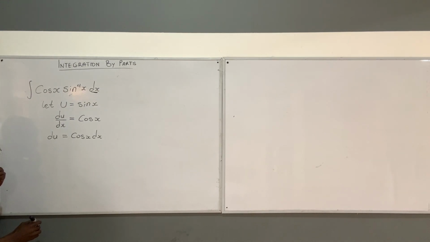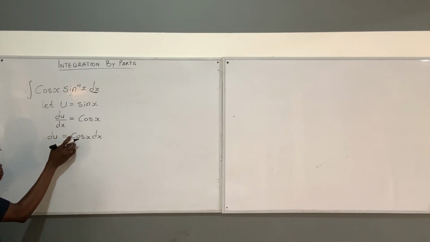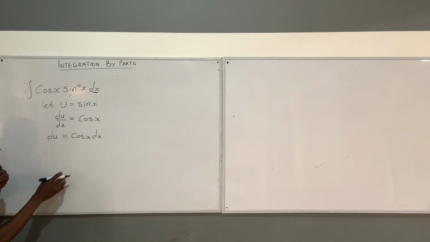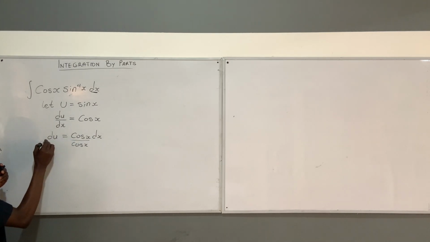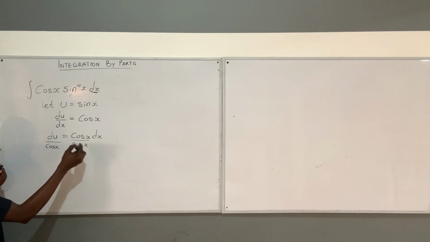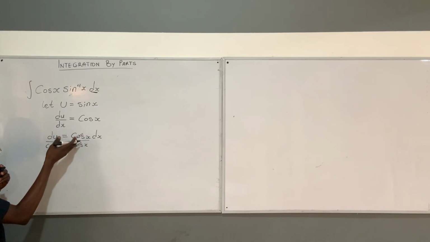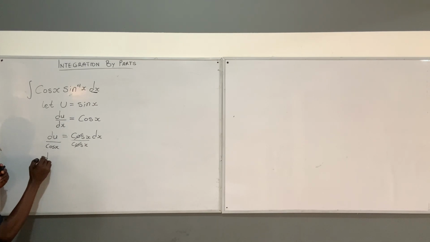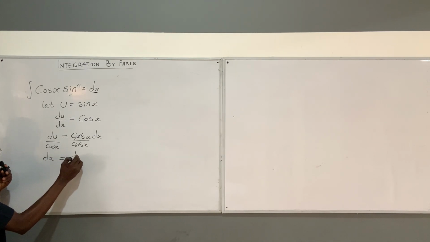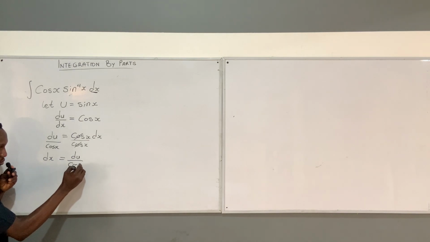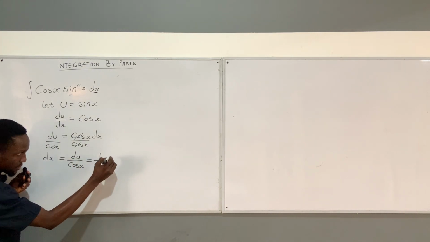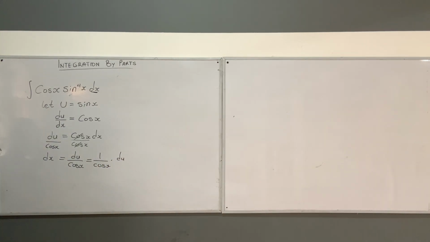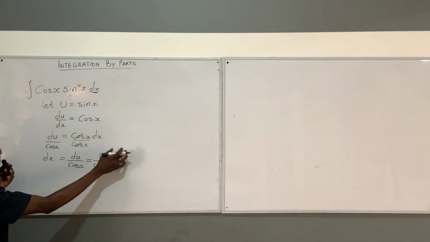The next thing I'll do is divide both sides by cos x to make dx stand alone. You don't need to write this. So therefore, dx is giving me du over cos x, which is the same as 1 over cos x times du. Now wherever I see the dx, I'll substitute this value.